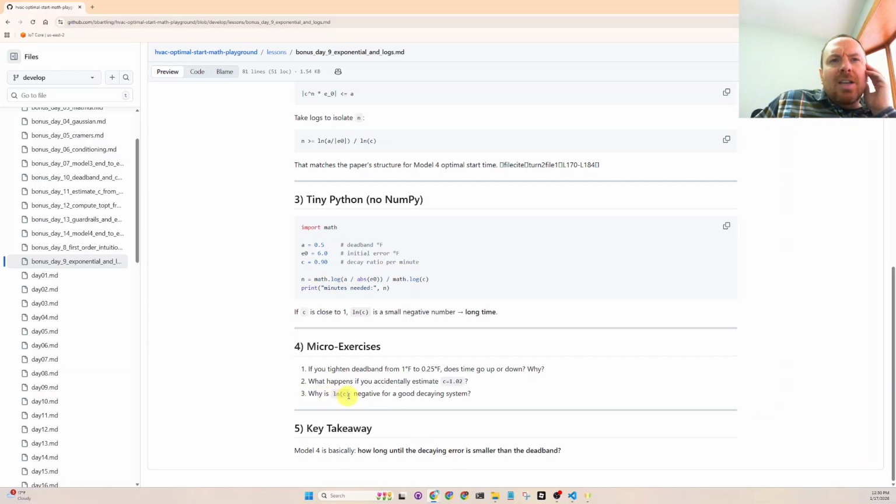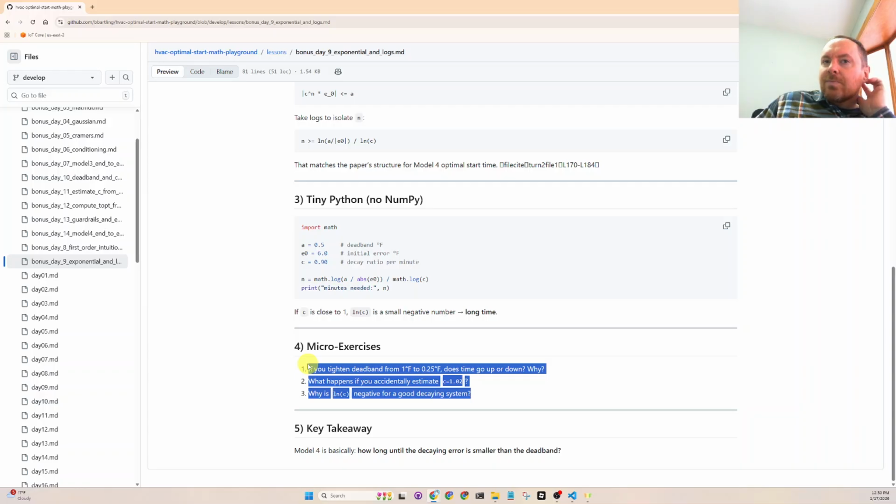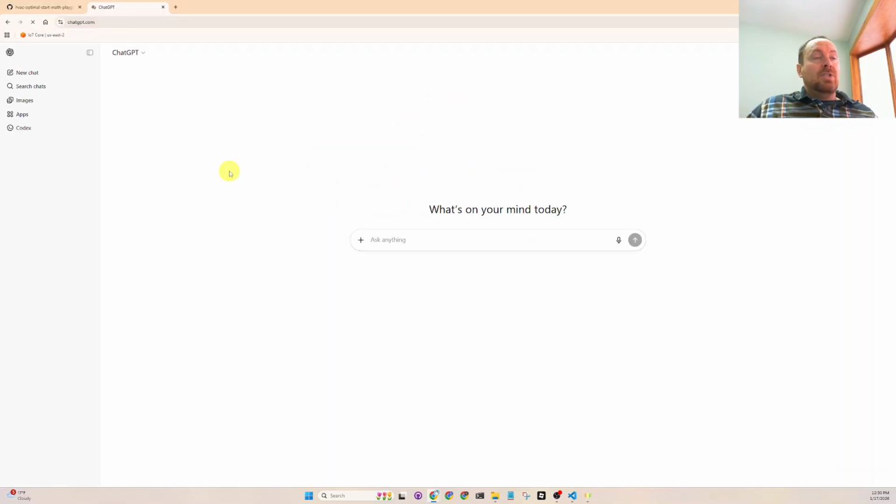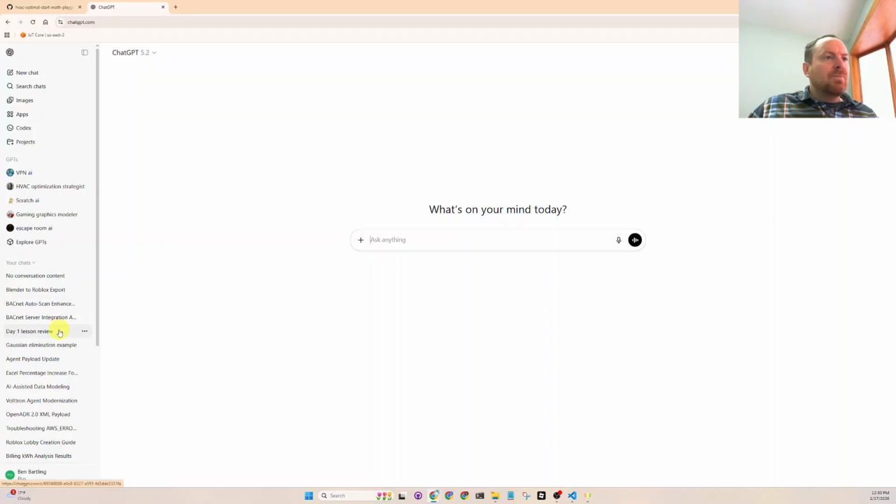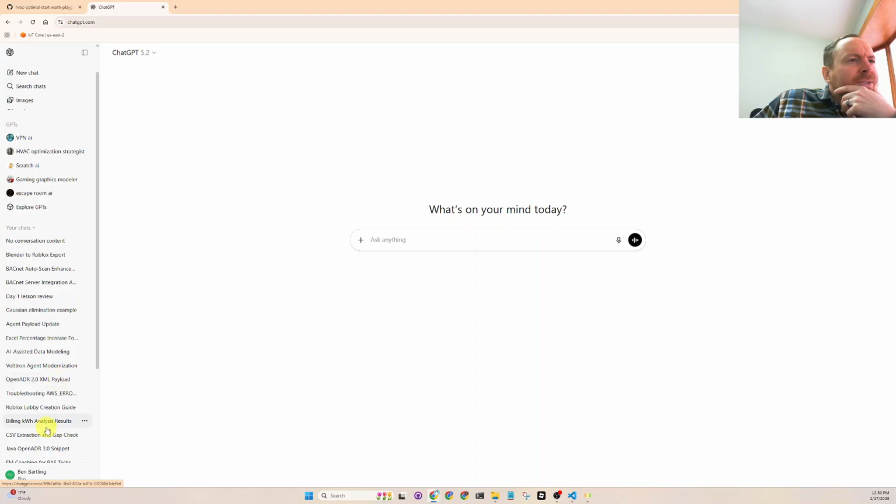Why is the log of C good for system decay? That's a great question. Gosh, it's been so long since I've done math. I'm almost curious now to chat with ChatGPT again. Okay, so where are we? I've used ChatGPT a whole bunch since yesterday even. So we were in, I think here.